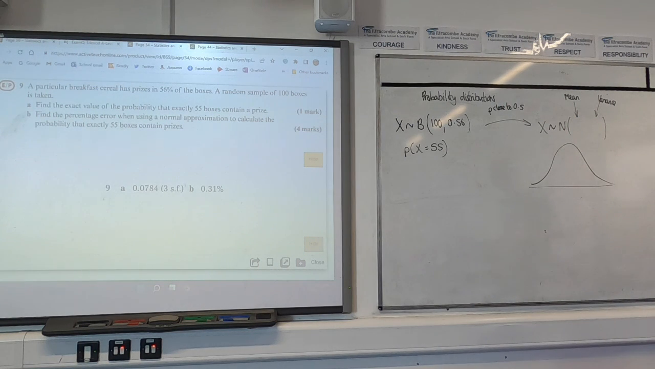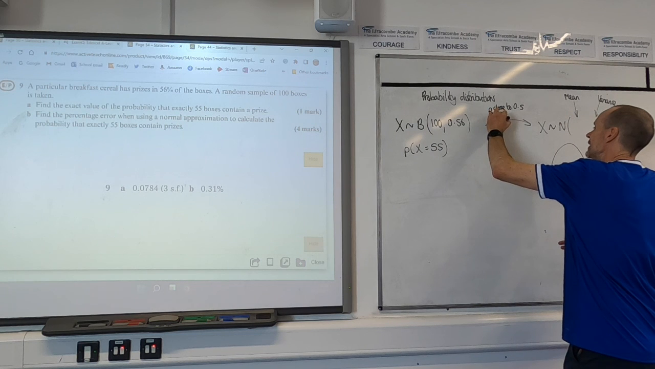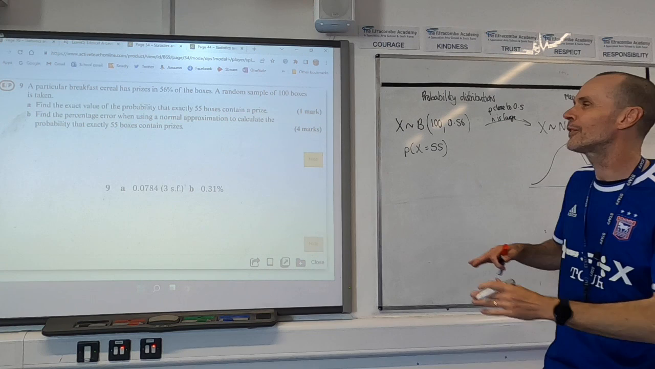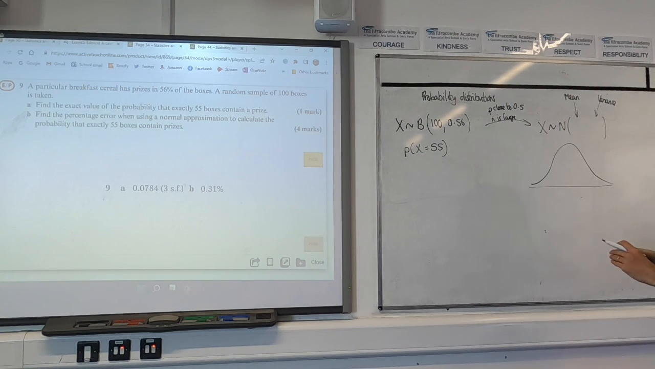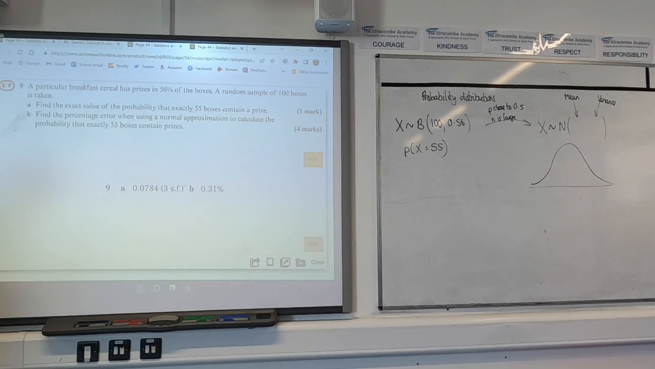The other thing we need is a lot of trials, because the approximation gets better as we do more and more. So we always say n needs to be large. And that's deliciously vague, isn't it? But we've got 100 here, so we'll say 100 is large. So what we do is we turn our binomial parameters into normal parameters. We need a mean and we need a variance. And at this point we reach for our formula books in case we've forgotten.